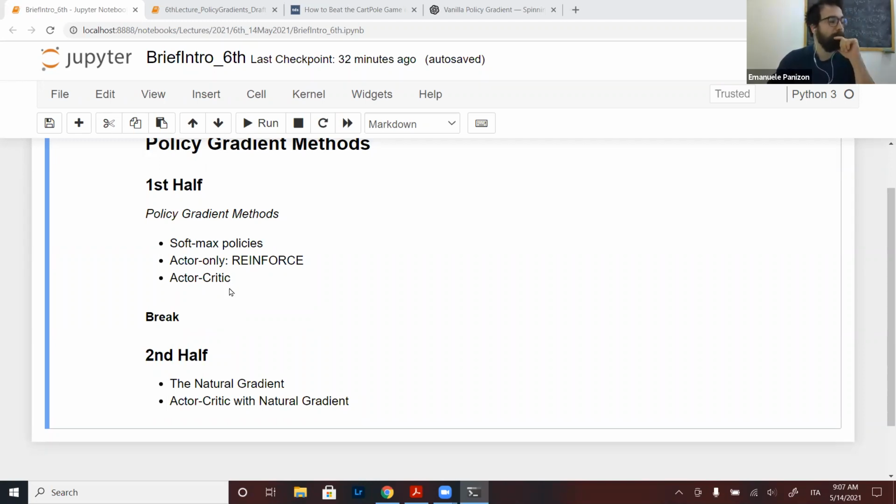And then the second part, we will deal with the notion of a natural gradient, and we will see how we can actually improve the standard gradient descent with the notion of trying to select the most natural direction of increase instead of following the gradient in a dumber way.